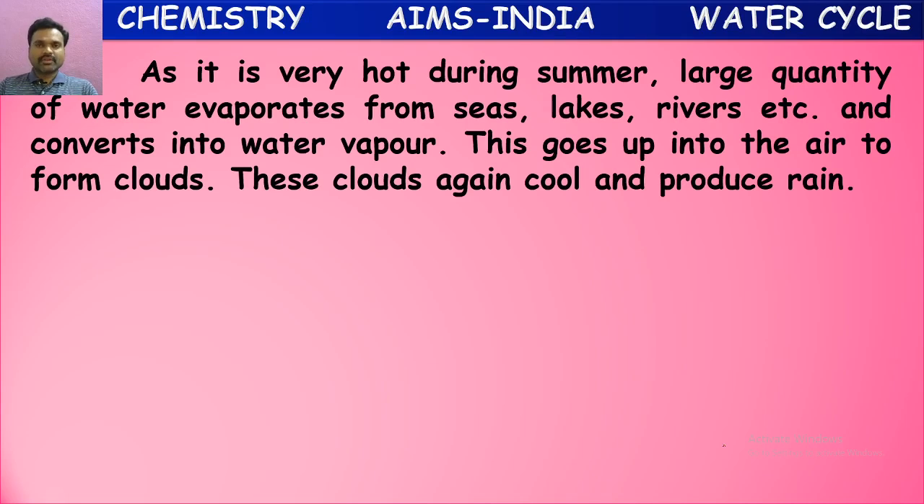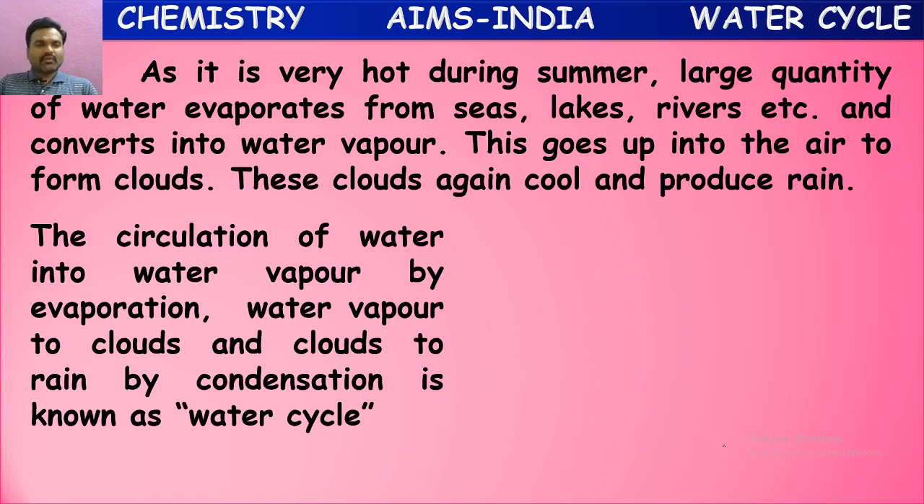How clouds are formed, we studied yesterday in the previous class. When water evaporates, that forms clouds in the air. These clouds again cool and produce rains. When these clouds move up, they cannot stay in the same place, so they move along with the airflow. When they touch cooler areas, cool air, they condense again to cause rains in that area. In this way, water evaporates and converts into clouds, and these clouds condense again to cause rains.